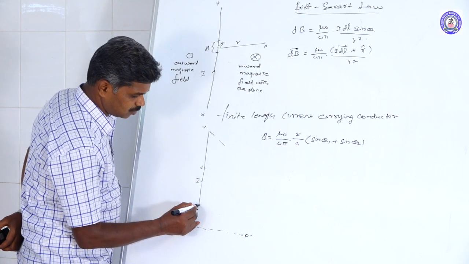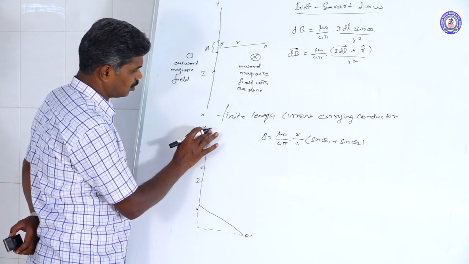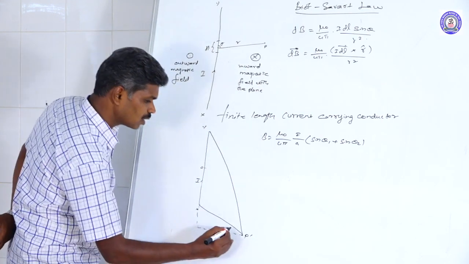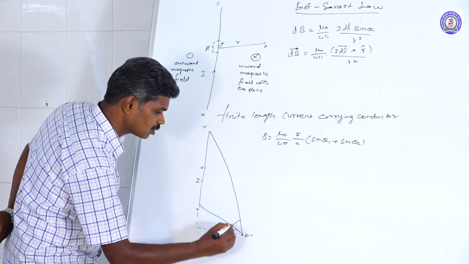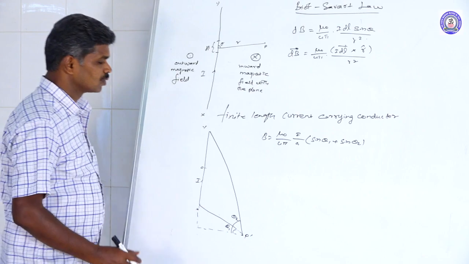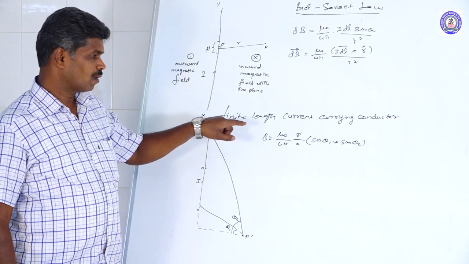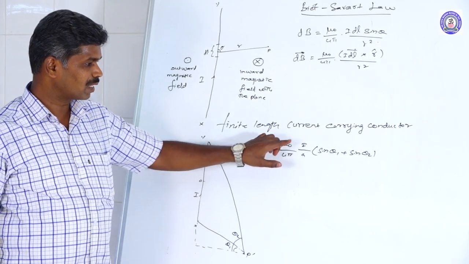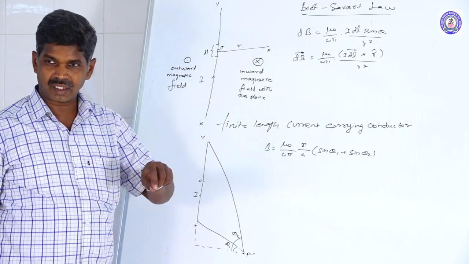One end of the conductor is going to connect with a line, and the Y point is also going to connect like that. Then this angle is theta 1, and this angle is theta 2. Already we have given, for a finite length current carrying conductor, B is equal to mu naught by 4 pi, I by A of sin theta 1 plus sin theta 2.